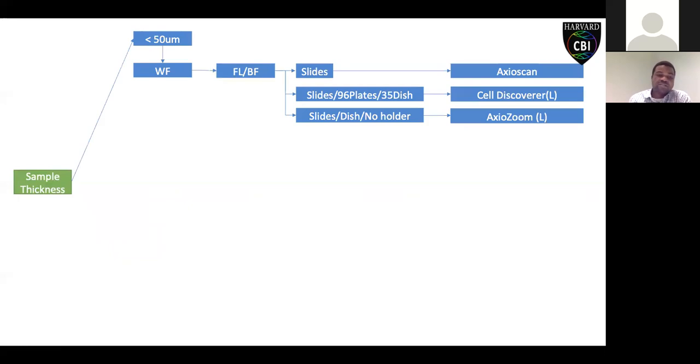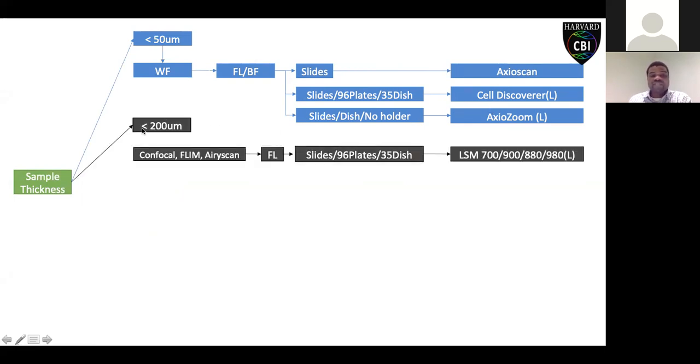So here overall, before I sign off, this is a summary of what the microscopes at HCBI can give you and how they can help with your research. If your sample is less than 50 micron, a wide field microscope will be able to do both bright field and fluorescence microscopy. If your sample is on a slide, in a plate, or in a dish, these are the microscopes that can run those experiments.